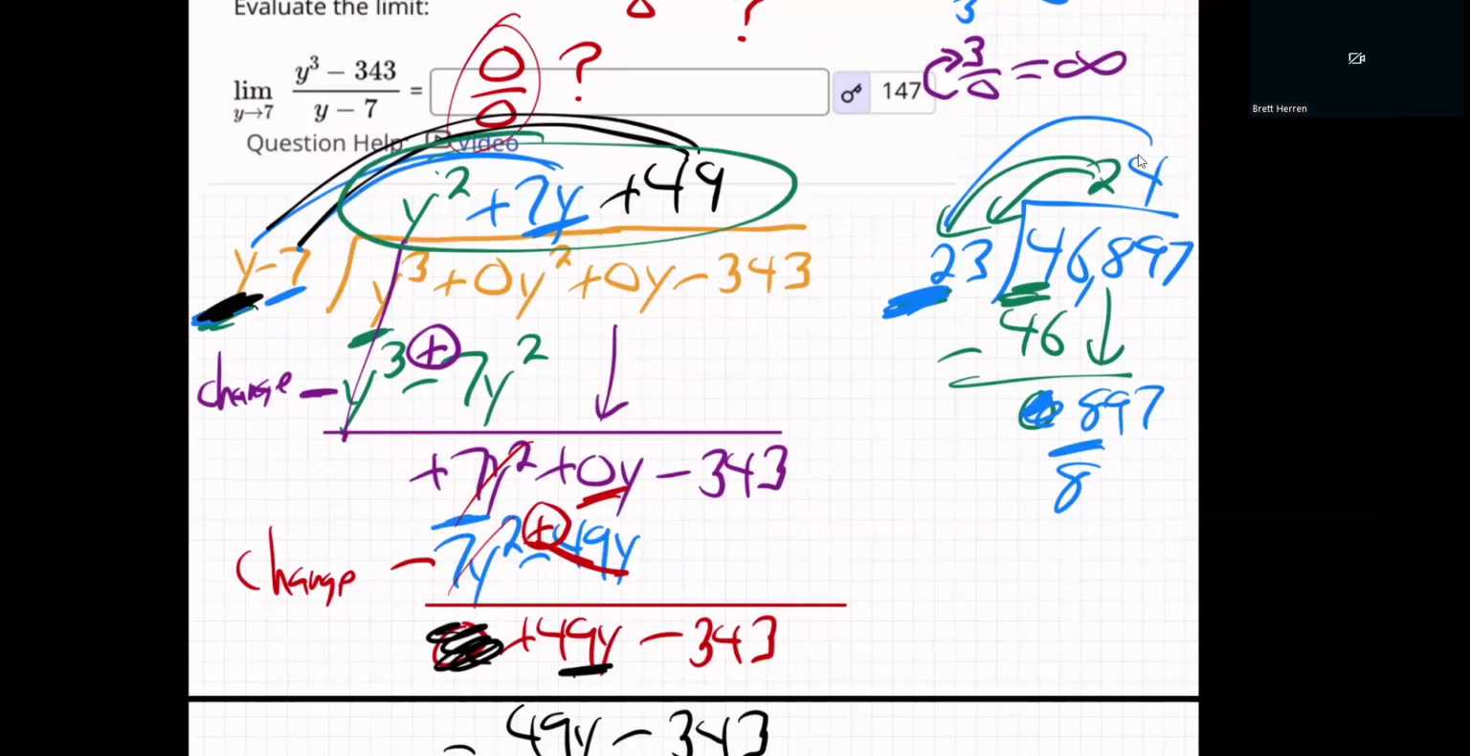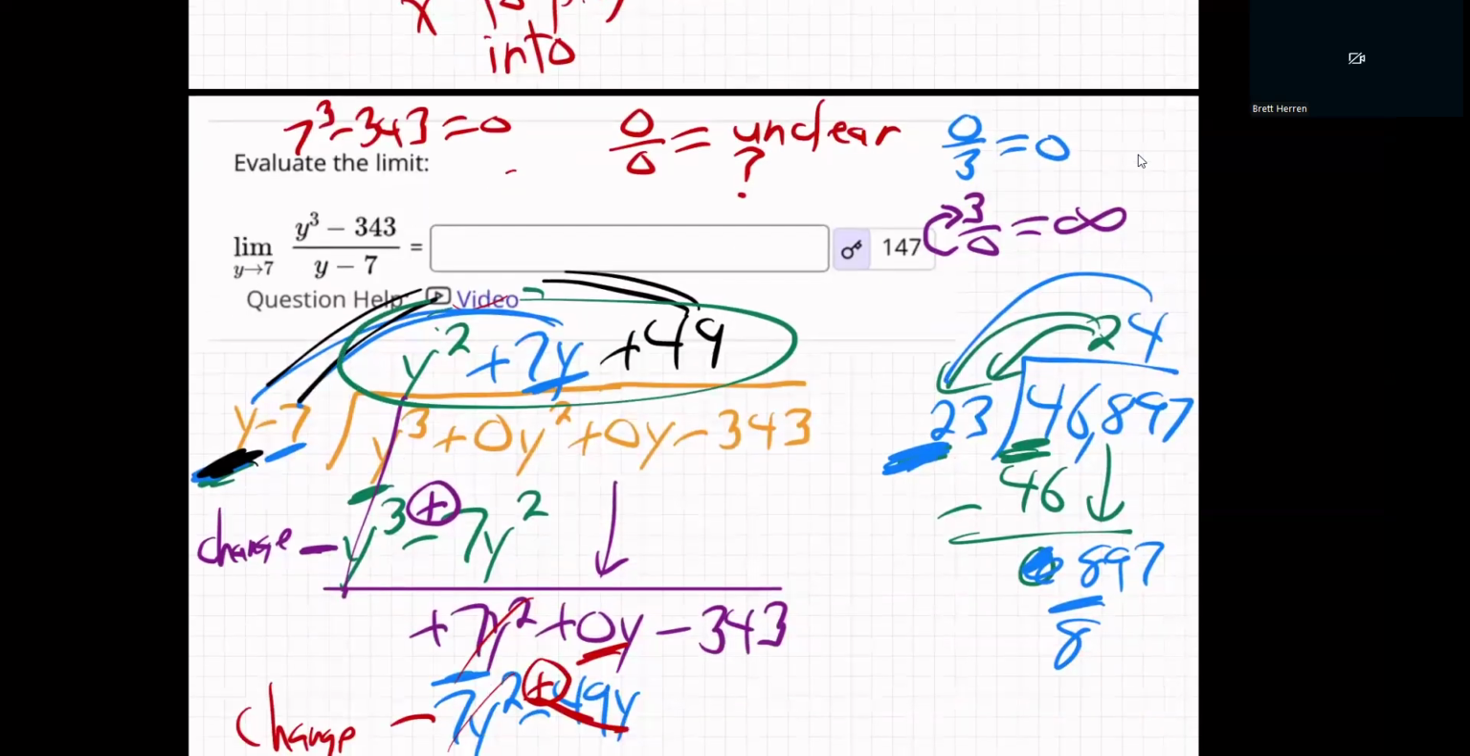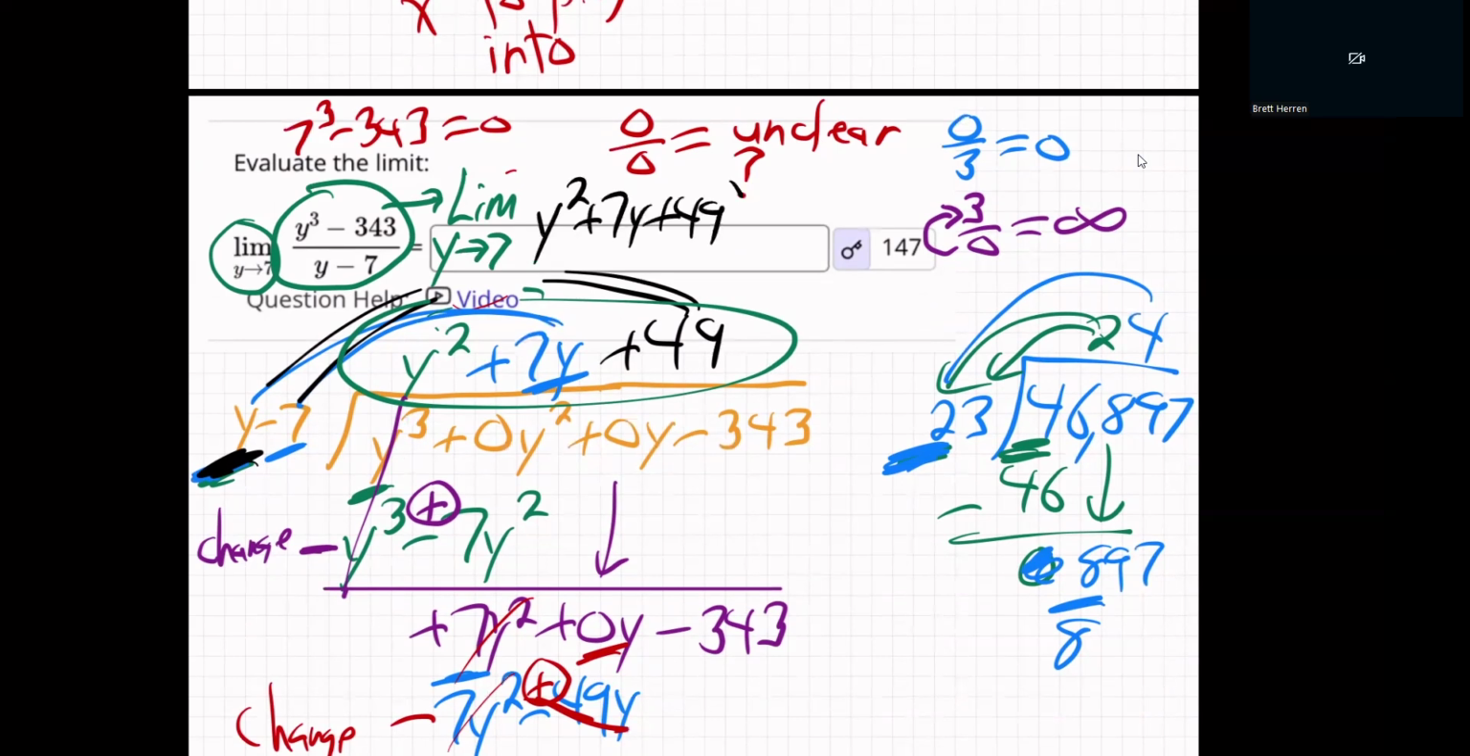Now, that's not the whole problem yet. It's not the whole problem yet. Let me just finish the problem right up here for us. So now that means we divided this fraction. The limit's still in the front. That's the part we can't forget. The limit as y goes to 7 is still in the front, but this fraction has now become what? It's become y squared plus 7y plus 49, right?